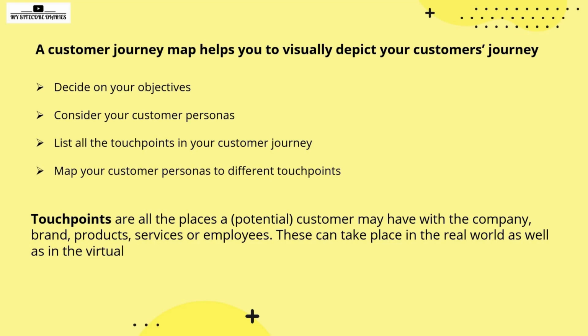If we consider the website only, then on the website you can have different touch points. Like you can have a web app, a mobile app, a website, and email campaigns. Those are the different touch points, and within those touch points you can also have different sections. So you first decide your objective, you consider the different personas, and you map your touch points. So you have your touch points ready, then list all your touch points and map them with your customer personas.